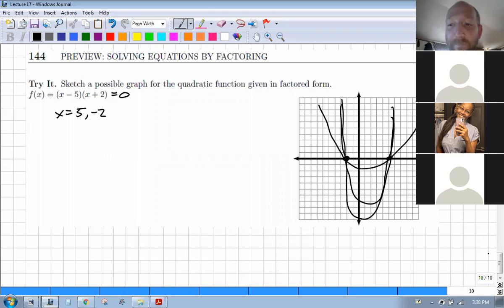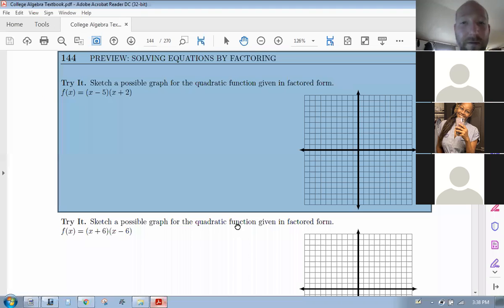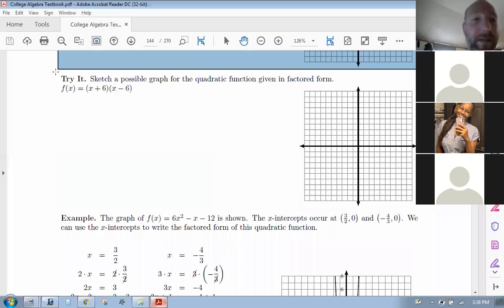But to do it accurately, we need to look through all of our other properties here. Okay. That's why they say a possible graph. None of these are necessarily the graph of f of x here, but they might be. You know, those are all the ones that go through our two intercepts here. Same trick here.